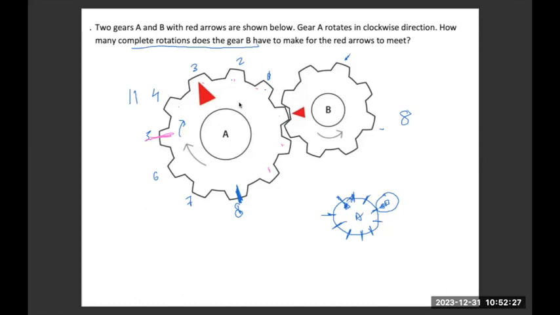Let me use a different color. 1, 2, 3, 4, 5, 6, 7, 8. So this is the place where B will complete the third rotation. I should write it somewhere, 3. Okay. Just 1 second. This is second rotation and this is first rotation.